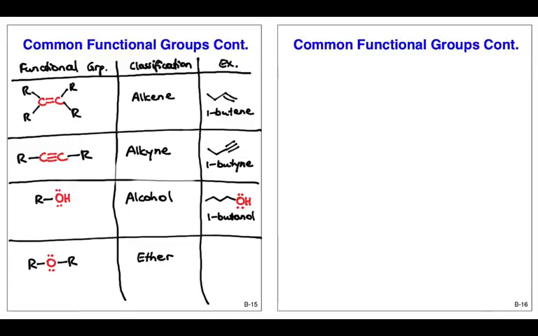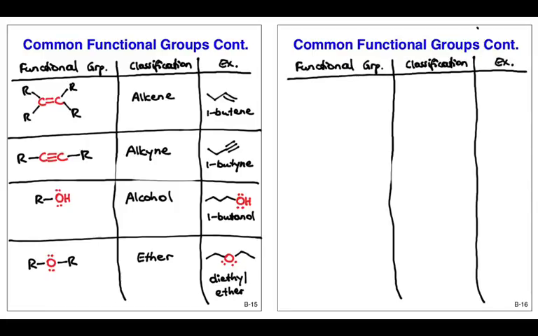Then we can take the OH group and replace the H with an R, something like methyl or ethyl, and then we have an ether functional group. Diethyl ether, which you will use in the laboratories, is a common example, a common solvent. So we're going to look at some more functional groups. We just looked at the alcohol, which is an OH group, and the ether, which is an oxygen attached to two R groups.